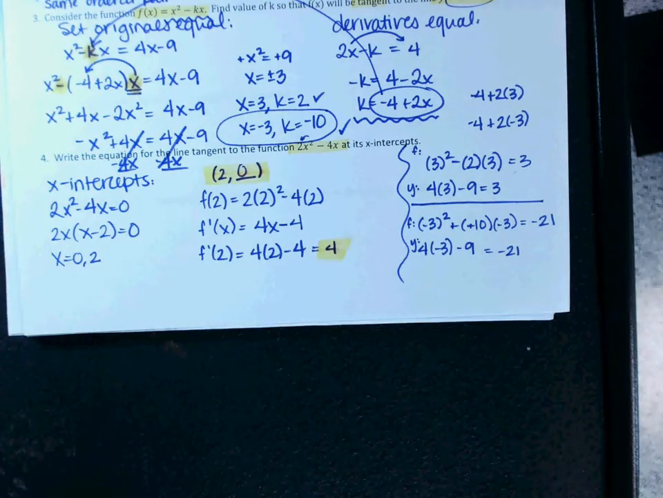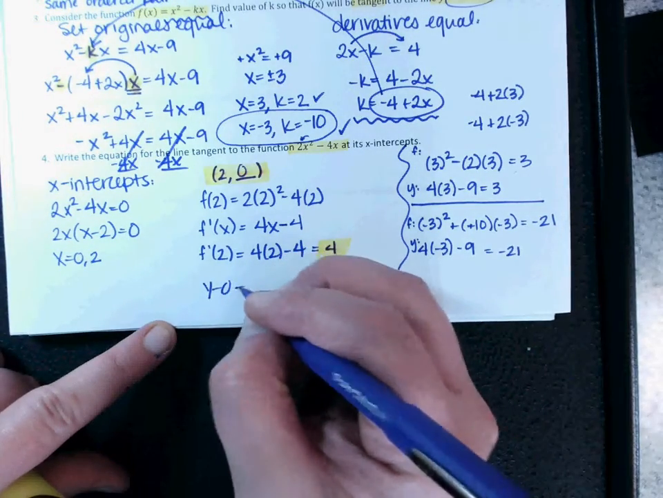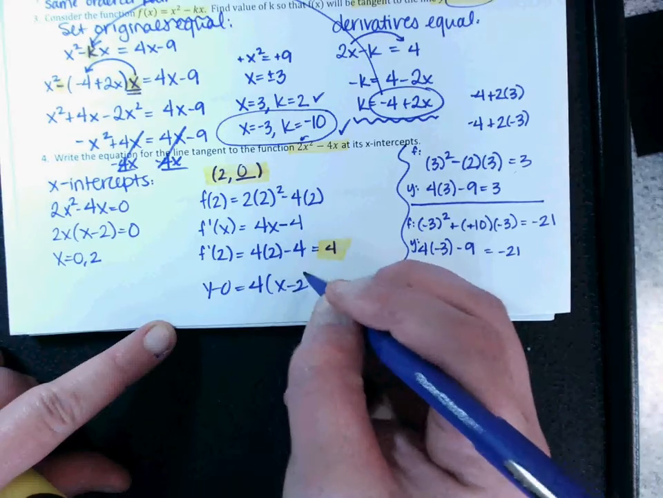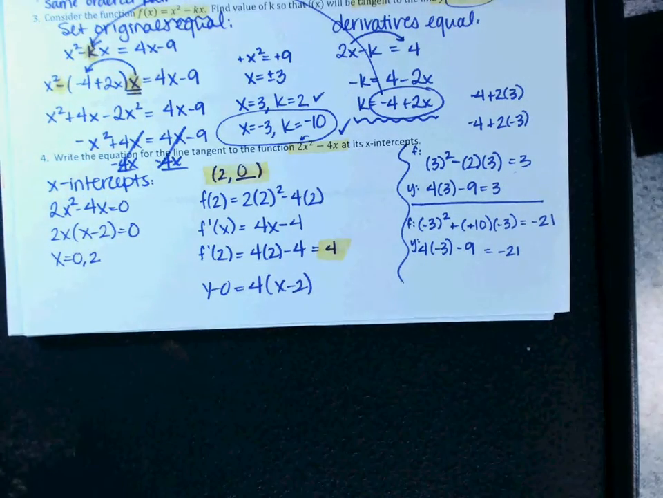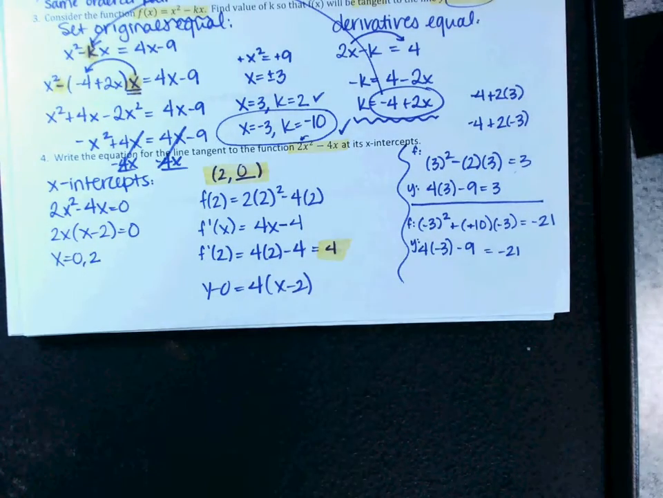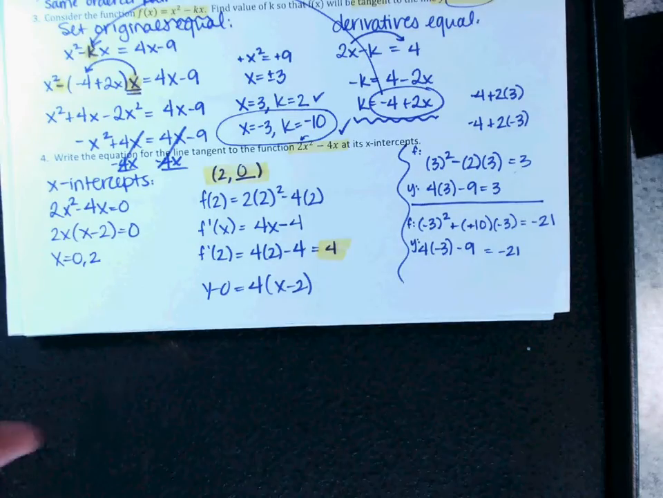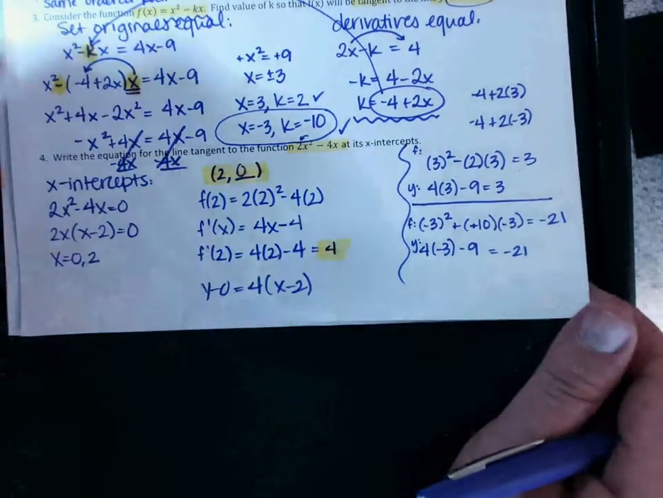So it'd be y minus 0 equals 4 times x minus 2. Now, you could go back and find the other one, but that's kind of easy, so we're going to move on. But remember, tangent lines, you need a point, you need a slope. Okay, go ahead and turn the page.